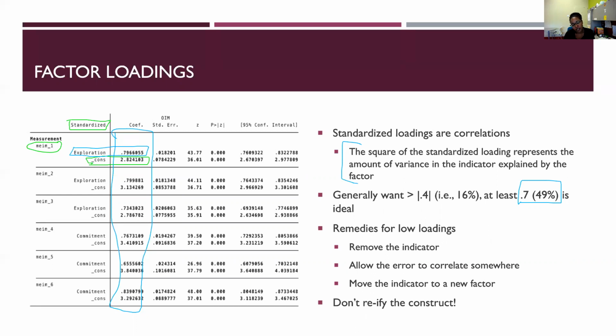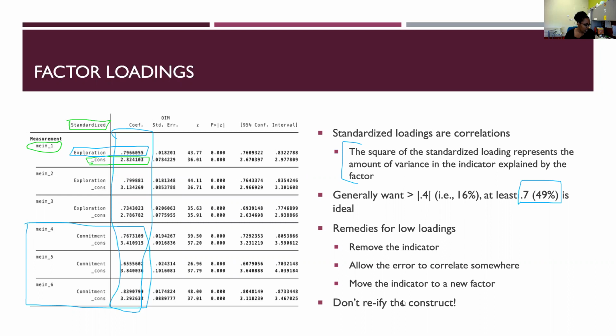So what if you have some low loadings? Sometimes you want to remove the indicator, if it's going to leave you enough to actually do the analysis. In this particular analysis, since we only have 3 items per factor, we're going to have some trouble if we remove one of them. So we really want to keep them. But what you might want to do is allow the error terms to correlate somewhere. We're going to get to that a little bit later, so just put a pin in that. The other option is that you can move the indicator to a new factor. When you look at the modification indices, that's where you're going to see that this might be a possibility.